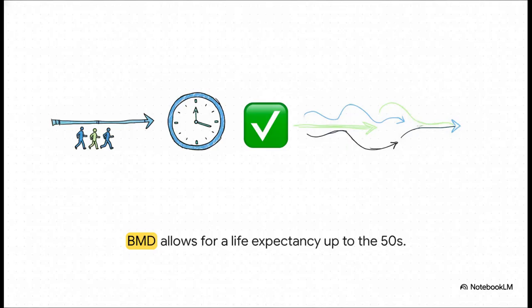Now contrast that devastating timeline with Becker muscular dystrophy. Because of that much slower progression we talked about, patients with BMD can have a life expectancy reaching well into their 50s. It's still a progressive, serious disease, but the timeline is vastly different.